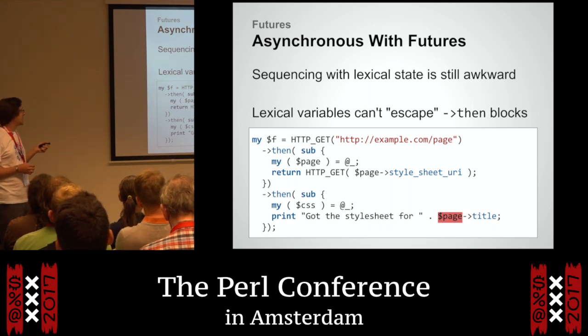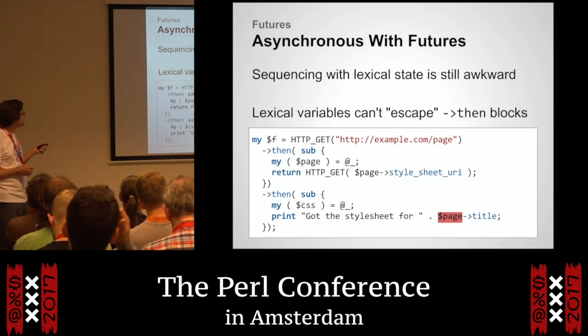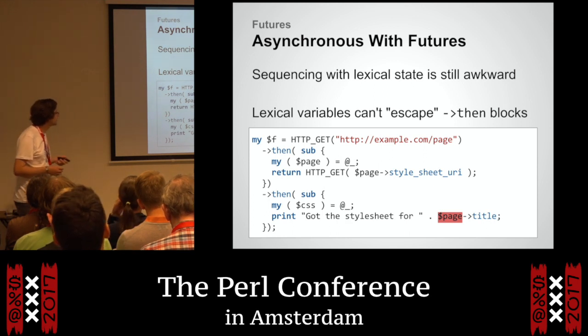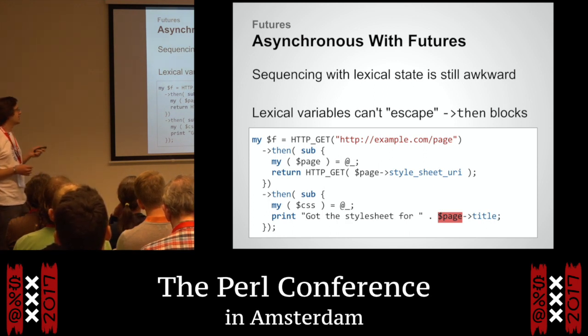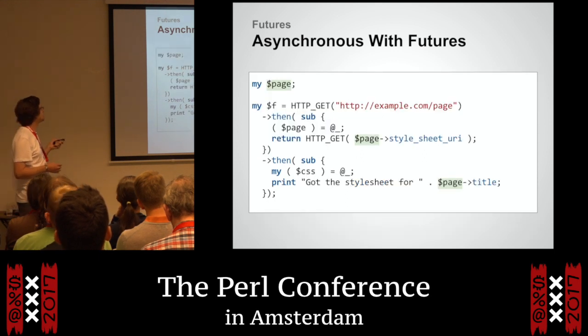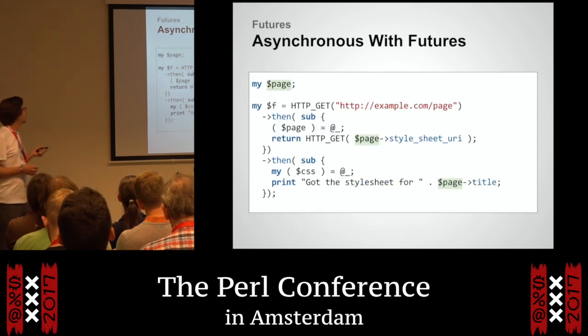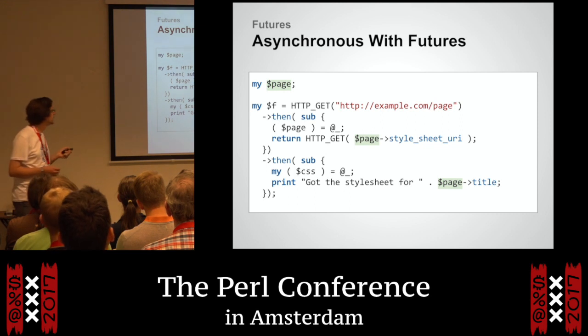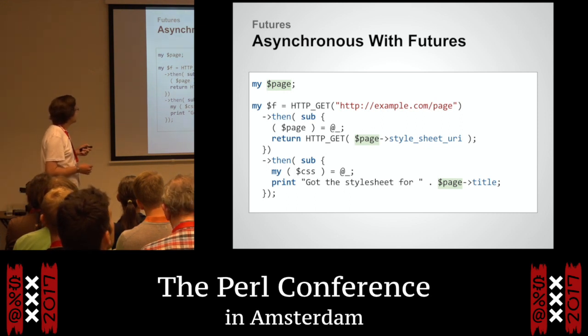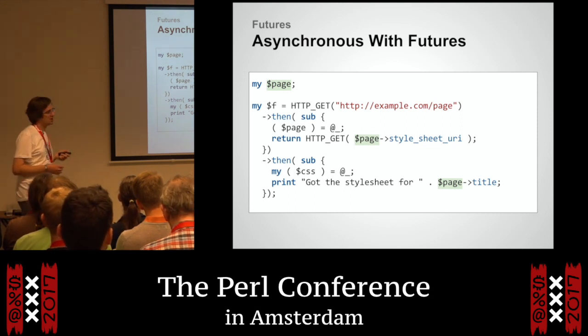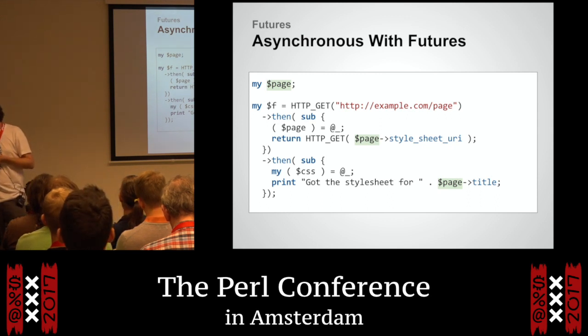So suppose we want to fetch a page, and then we decide we're going to fetch its style sheet. And now we've got style sheet down here. We can't see this page variable anymore because it was hidden inside this bit of code here. We literally can't see it. And so if you want to solve that kind of problem, you start having to just hoist the variable out like that. And it's a little bit messy. It kind of works, but we'd prefer not to.